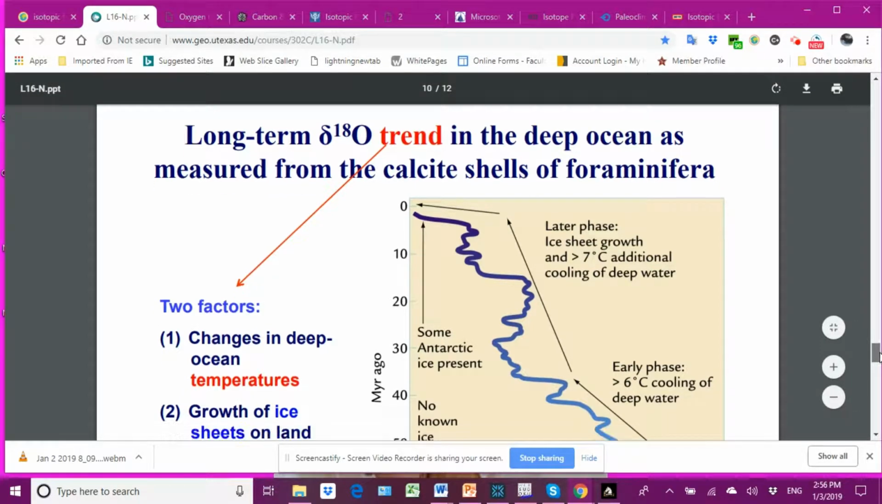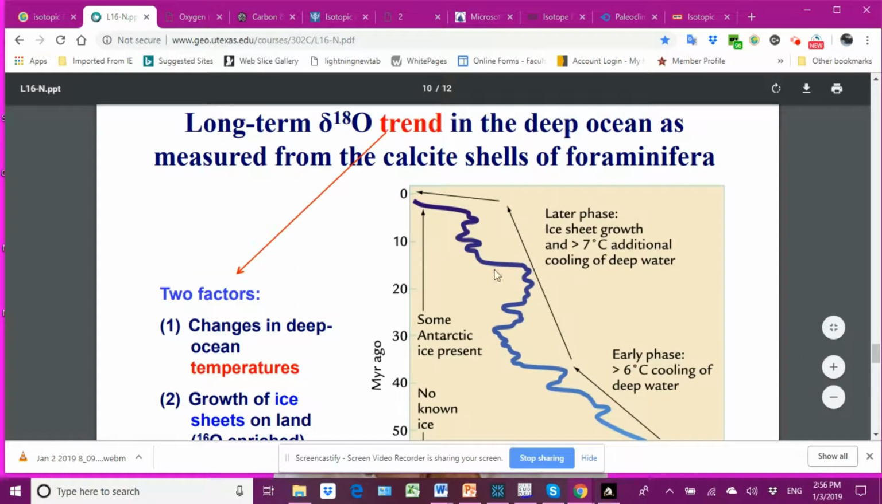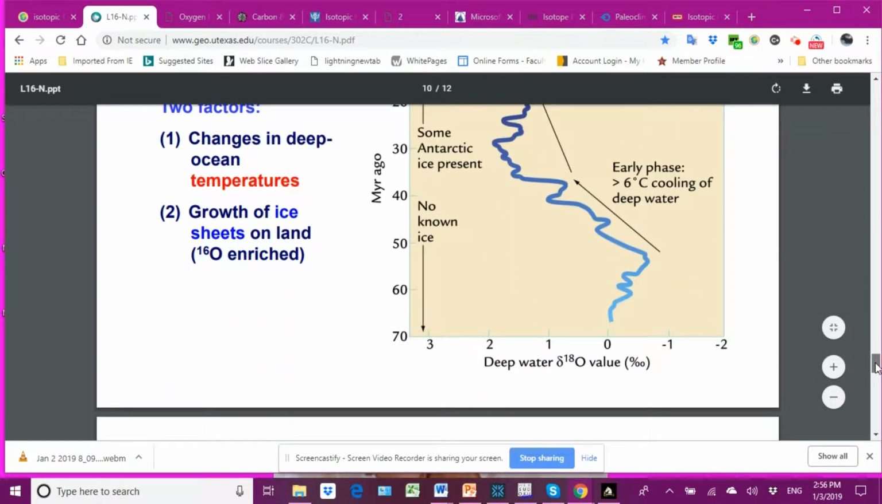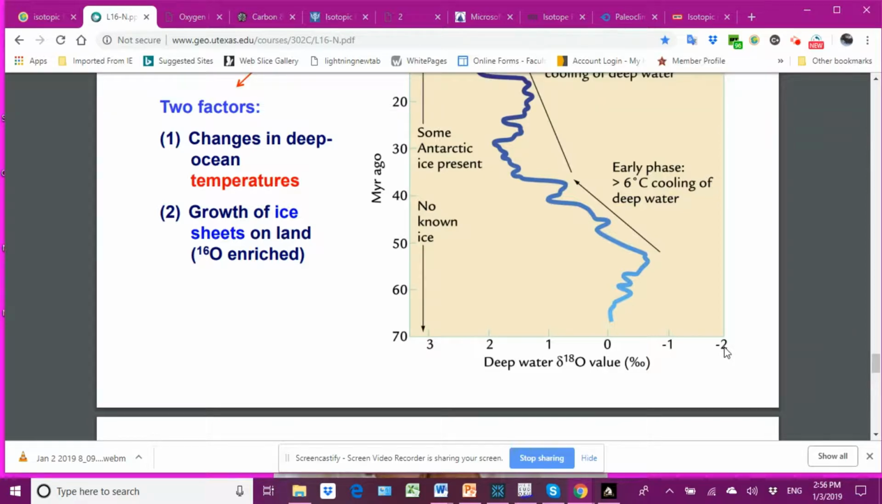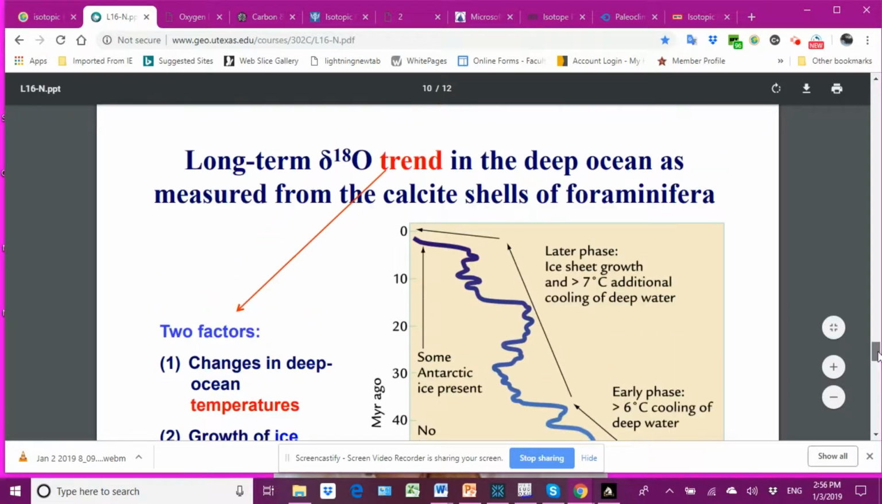So, what do we have here? We have on the vertical scale millions of years ago, starting from present day and going to 70 million years ago, and we have deep water δ18O values going from +3 to about -2. So, the long-term trend in the deep ocean.